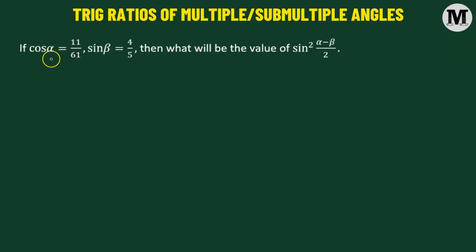So here in this problem, we are being provided with the value of cosine alpha and sine beta. We will need to find out the value of sine squared (alpha minus beta) over 2. Let us begin. Now to solve this problem, we will be using a formula.